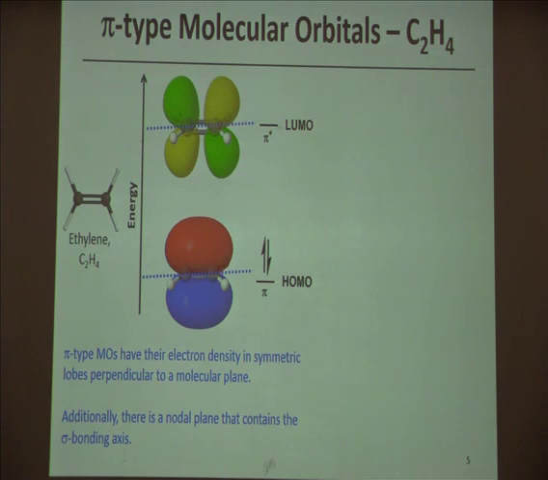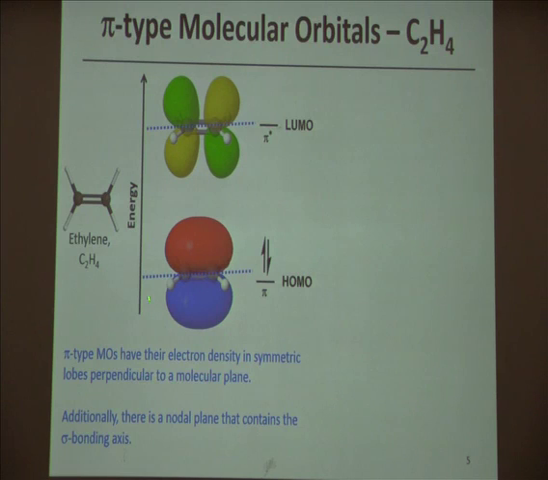The shape and symmetry of these orbitals is a little bit different than the sigma type. These have a nodal plane running through all the nuclei in the molecule, and the sigma bonding axis is sitting directly in that nodal plane.